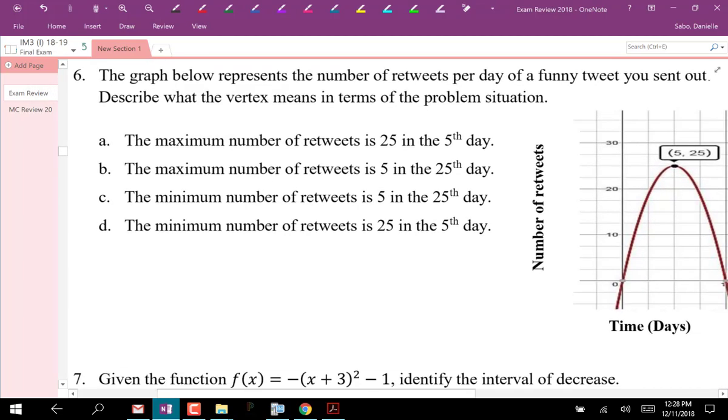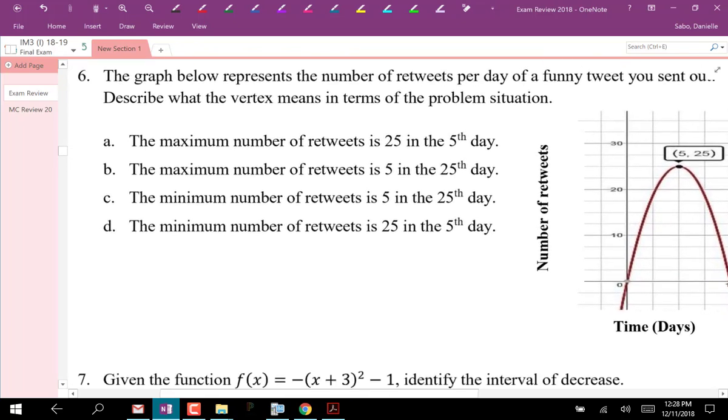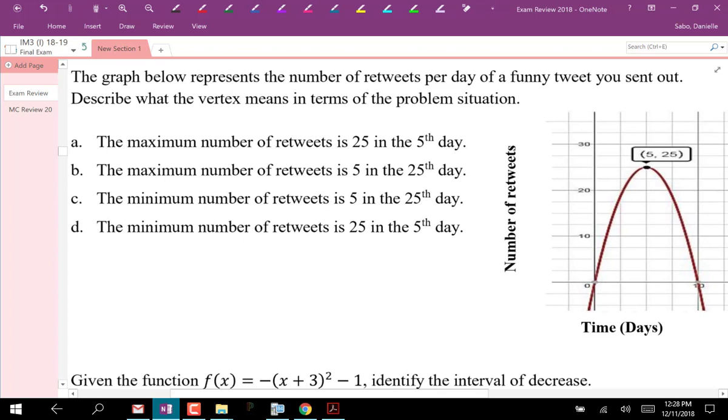Okay, the graph below represents the number of retweets per day of a funny tweet that you sent out. Is Twitter even a thing still? It is? Okay, I don't know what social medias exist nowadays. Describe what the vertex means in terms of the situation. This is one of those questions that you for sure could see on an SAT because it's relatable.